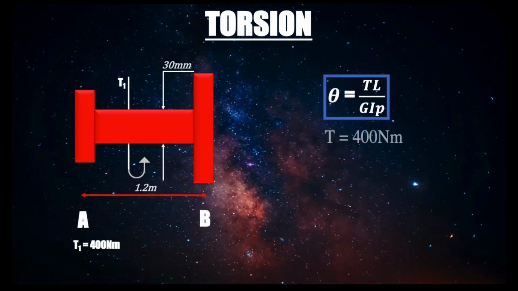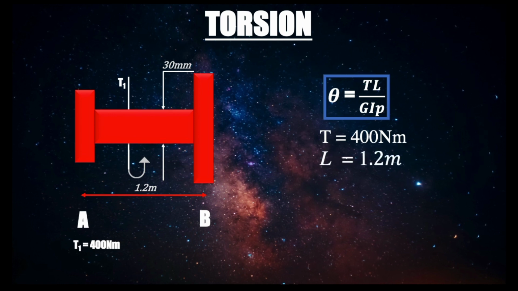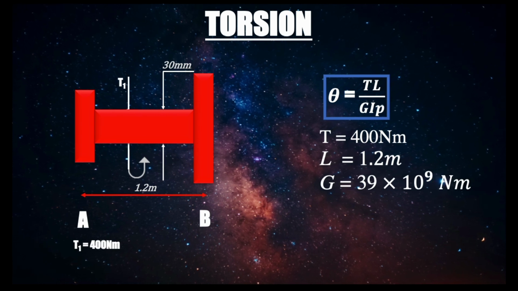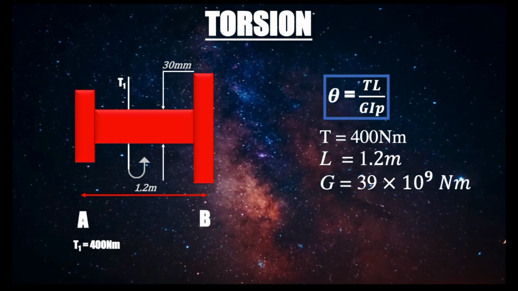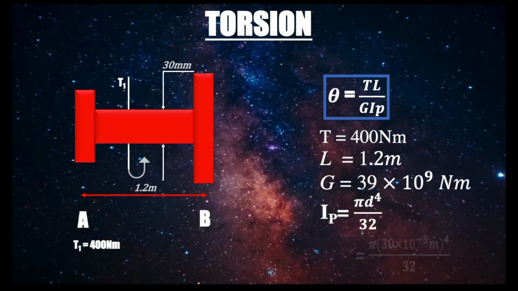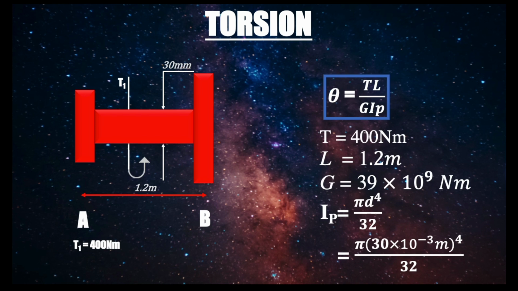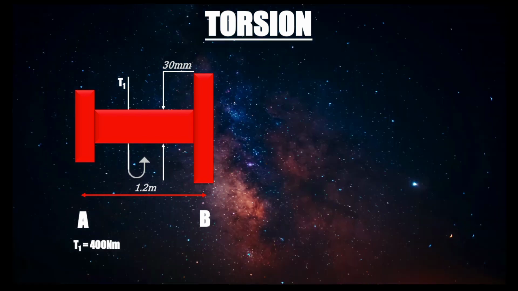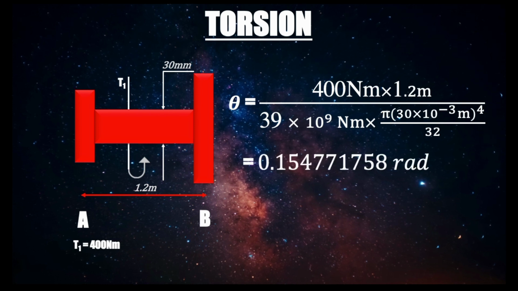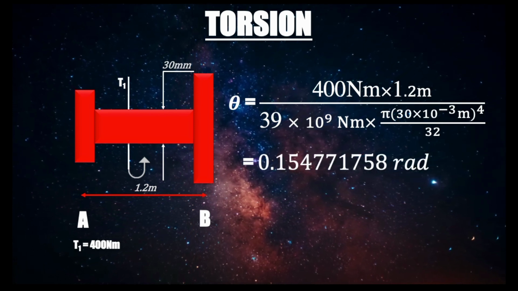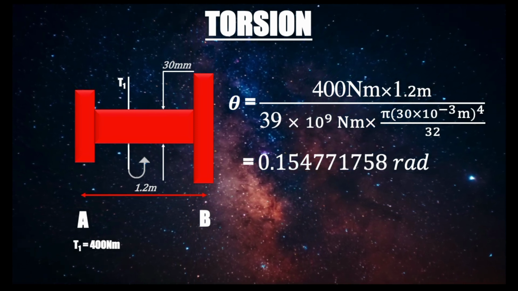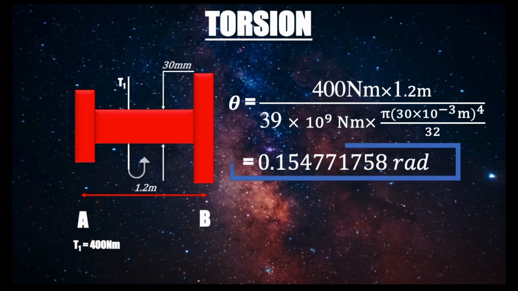Okay, so from here we have T, 400 Newton meters, we have L which is 1.2, we have G, and G was given in the first page, that was 39 times 10 to the power 9 Newton meters. It was given in gigapascal, so just change it to Newton meters. Okay, IP is still the polar inertia, and we know the diameter of our shaft is 30 right here. Okay, so it's now a matter of substituting, as you can see, and if we do that, we're going to get our answer. And remember, our answer is in radians. If you want to change this, you can just multiply by 360, and after that we're going to divide this answer by 2 pi. So this is going to be the answer.